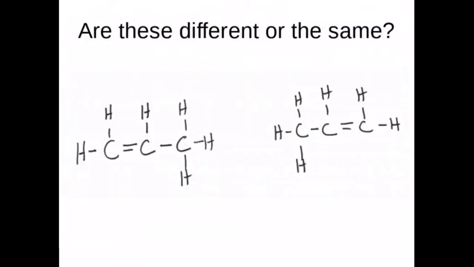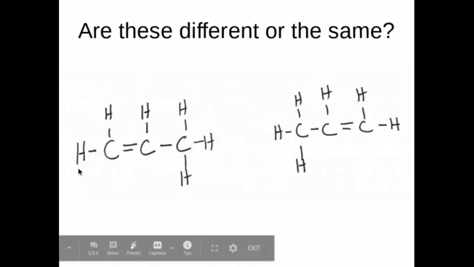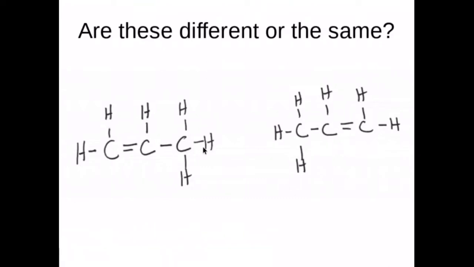Look at these two compounds. They are both three carbon compounds. They both have 1, 2, 3, 4, 5, 6 hydrogens. So they are both C3H6. They both have one double bond between carbons. Are these the same or are these different compounds?